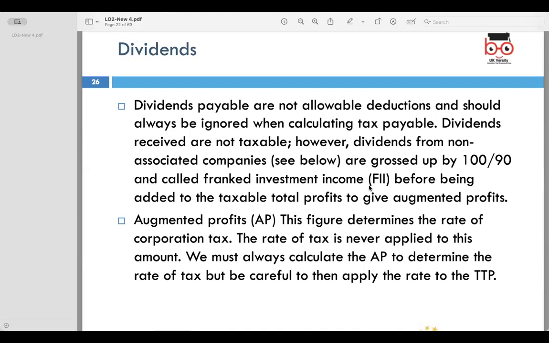So the augmented profit or AP number tells us how much corporation tax to charge. When this amount is worked out, the tax rate is never taken into account. So we always have to figure out the augmented profit to get the tax rate. But once we have that number, we have to make sure to apply that rate to the TTP, total taxable profit.